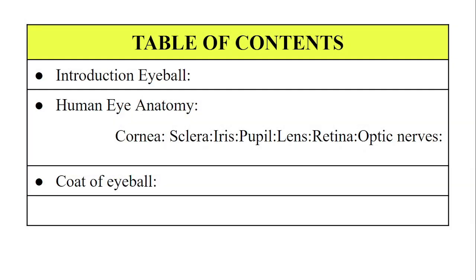Today in this video we will discuss the following content: introduction to the eyeball and human eye anatomy. Under this, we discuss the cornea, sclera, iris, pupil, lens, retina, and optic nerve, and also the coats of the eyeball.